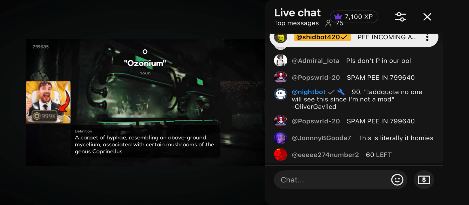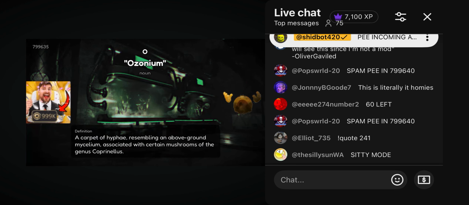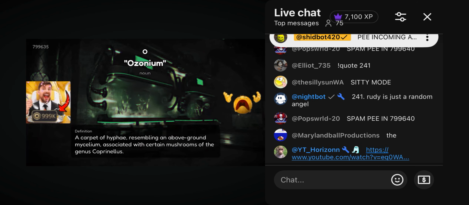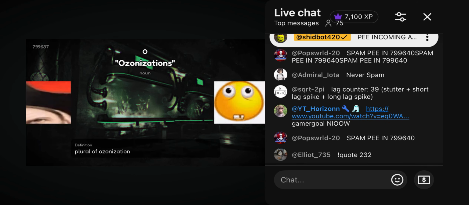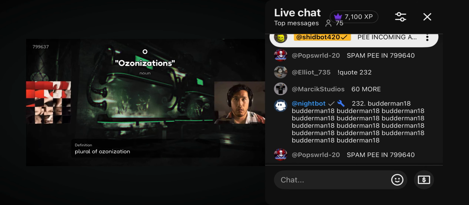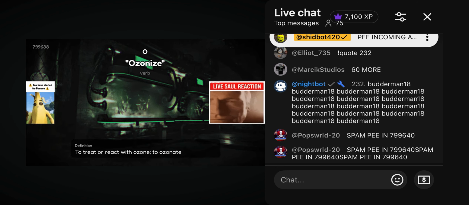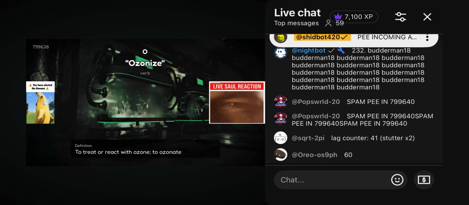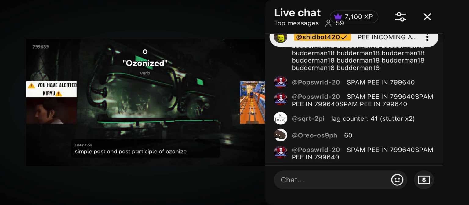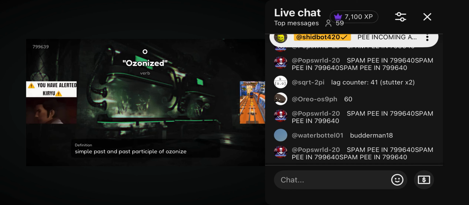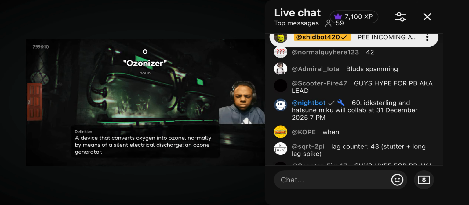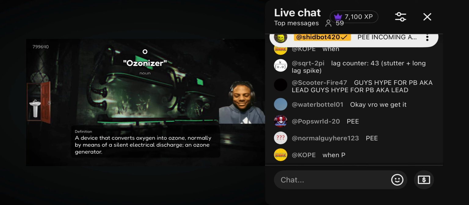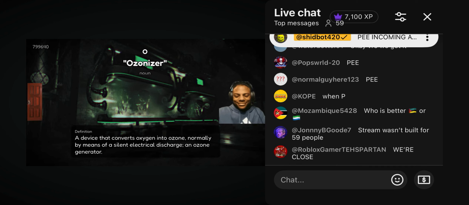Ozonium, a carpet of hyphae resembling an above-ground mycelium associated with certain mushrooms of the genus Coprinopsis. Ozonization, reaction or treatment with ozone. Ozonizations, plural of ozonization. Ozonize, to treat or react with ozone, to ozonate. Ozonized, simple past and past participle of ozonize. Ozonizer, a device that converts oxygen into ozone, normally by means of a silent electrical discharge, an ozone generator.